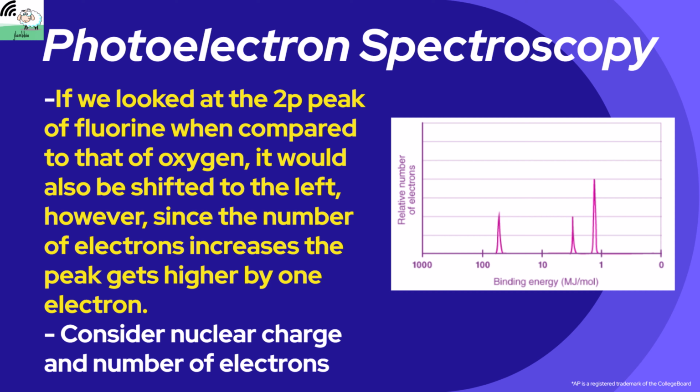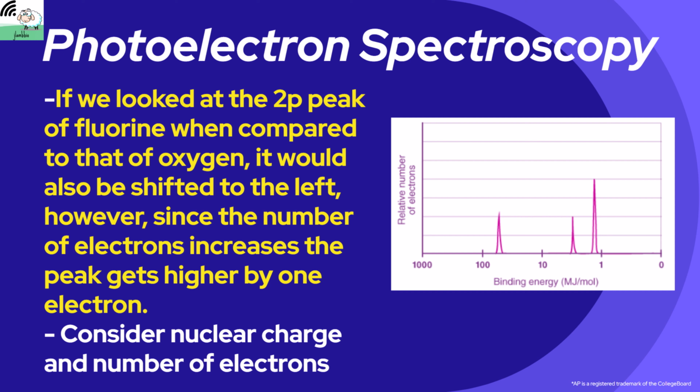If we looked at the 2p peak of fluorine when compared to that of oxygen, it would also be shifted to the left. However, since the number of electrons increases in the peak, it gets higher by 1 electron. So the same rationale is here. Because we have an increased nuclear charge in the nucleus of fluorine when compared to that of oxygen, we're going to shift it over by 1.